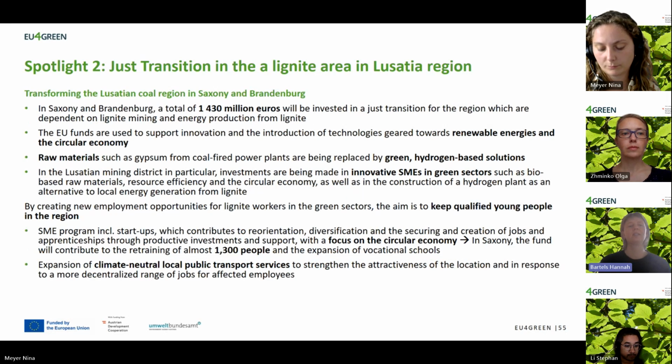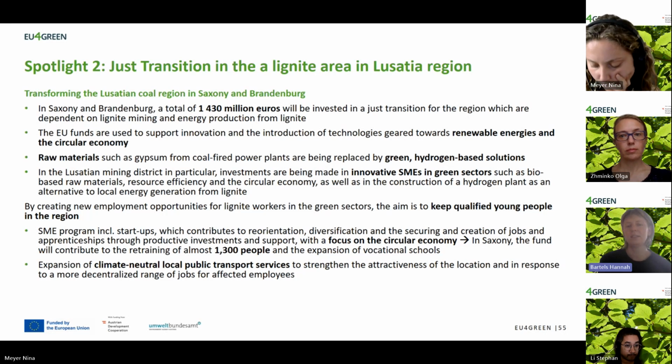If you look at what's going on in Saxony and Brandenburg, we see that 1.4 billion euros, so more than half of the money that is provided to Germany in total, will be invested in a just transition in the region due to its dependency on fossil energy production. In particular, these EU funds are going to be used for innovation and the introduction of technologies geared towards renewable energies and the circular economy. But we also see that there are going to be trials to replace raw materials such as gypsum from coal-fired power plants with green hydrogen-based solutions.